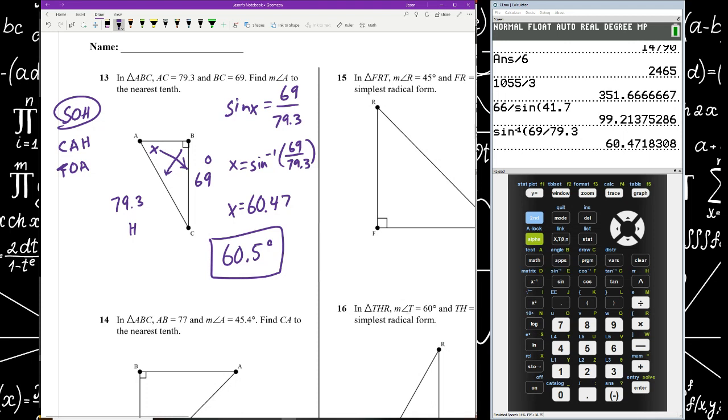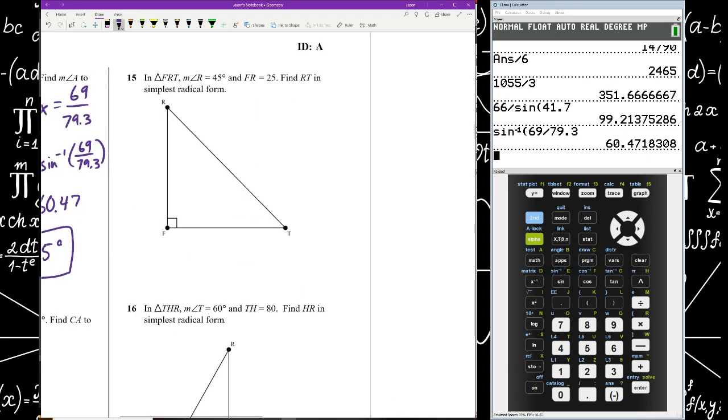Alright, next problem we're going to look at is number 15. Alright, it says answer in simplest radical form. That should be a hint that it is a special right triangle. So there's two special right triangles, 45, 45, 90, 30, 60, 90. Let's look at this and see which one it actually ends up being. It says R is 45. So 45, 45, 90. It says FR is 25. We want RT, so I'm going to label that with an A because I'm going to be using X's somewhere else. So 45, 45, 90. The trick to that is on a 45, 45, 90, the two legs are the same, so x and x. The hypotenuse is x square root 2.